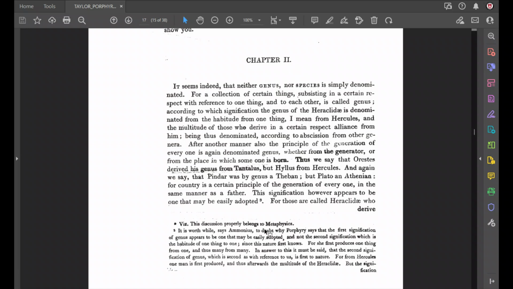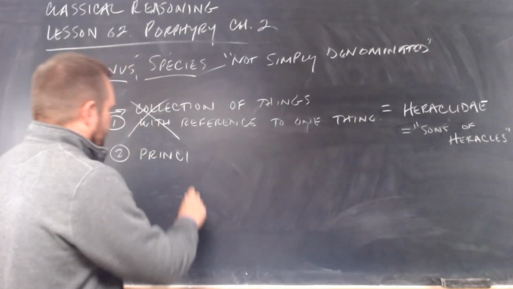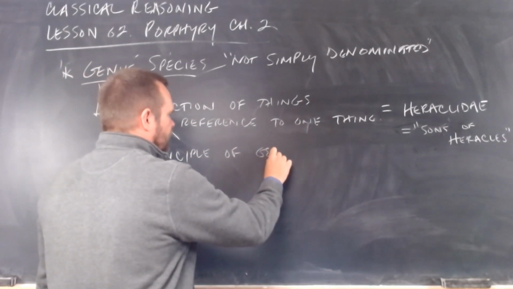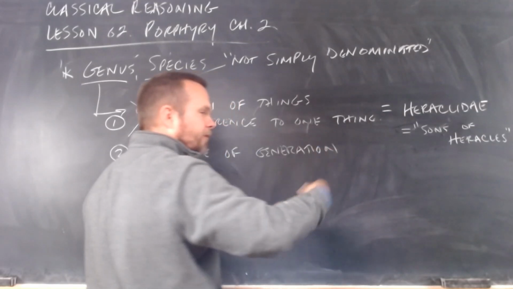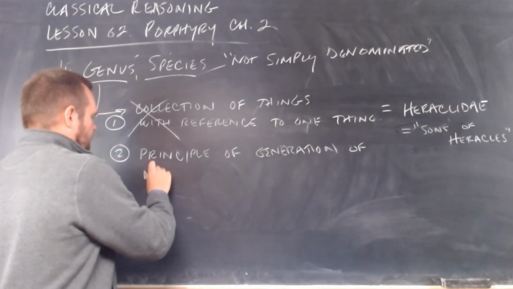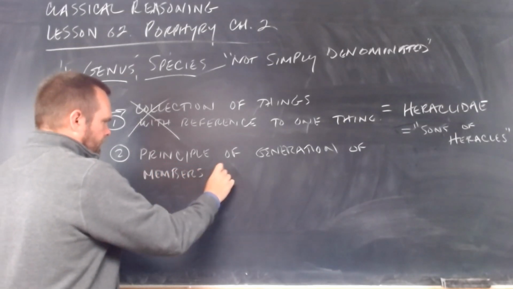Okay? Here's a second meaning. Porphyry writes, after another manner also, in another way, the word genus is used in another way. After another manner, the principle of generation of everyone is again denominated as a genus. The word genus is used to refer to the principle of the generation of every member of a class. The principle of generation, that means where they come from, their source, of the members of a class.